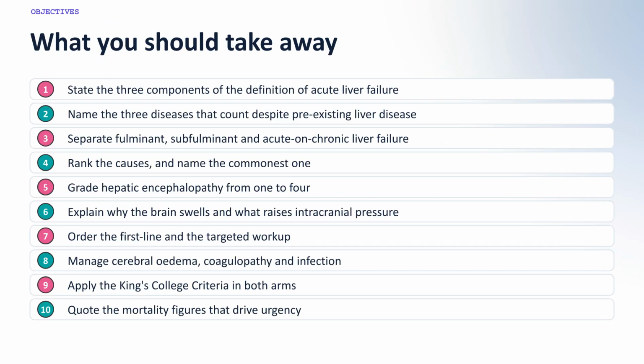10 objectives. The definition and its exceptions. The vocabulary of timing. The causes. Grading encephalopathy, why the brain swells, the workup, the management of the 3 things that kill these patients, the King's College criteria, and the mortality figures that explain why all of this has to happen quickly.